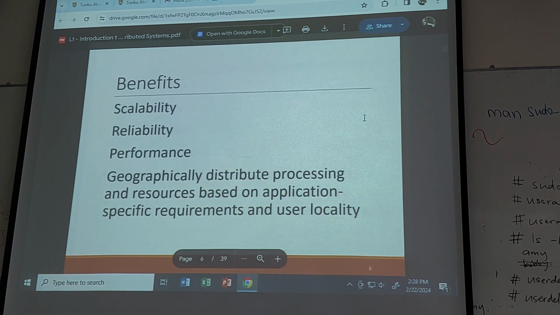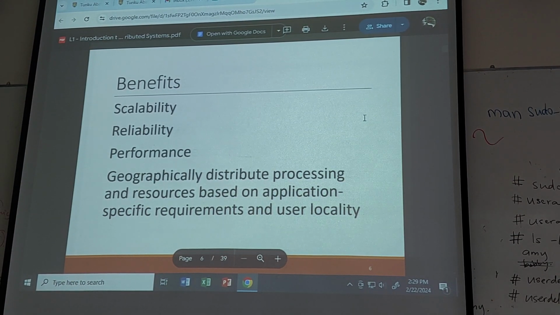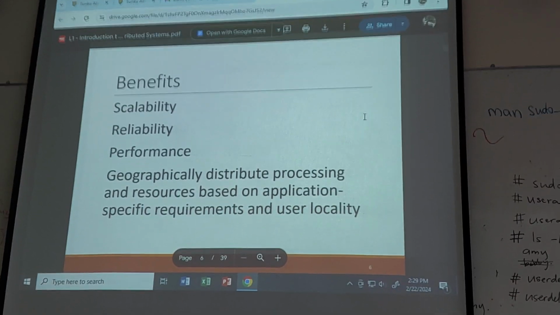The second one is reliability. This one is quite important, and we always see the advertisement. Let's say for example, you go to cloud services, you buy the service, they'll tell you 99.99999 with so many nines uptime. It means that only 0.00001% of the time your system is down. So they can guarantee you up to that point.